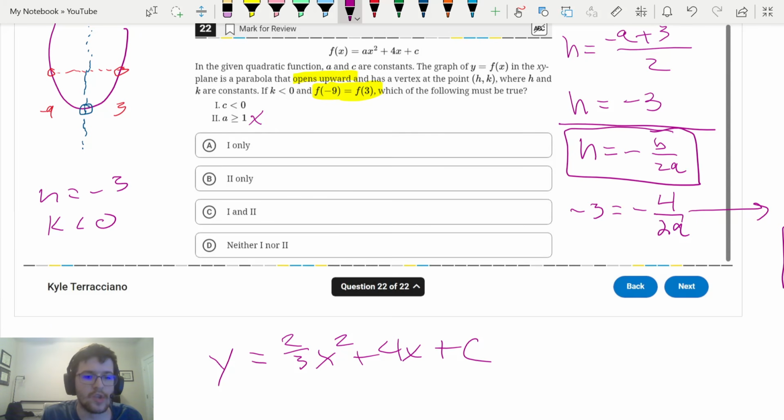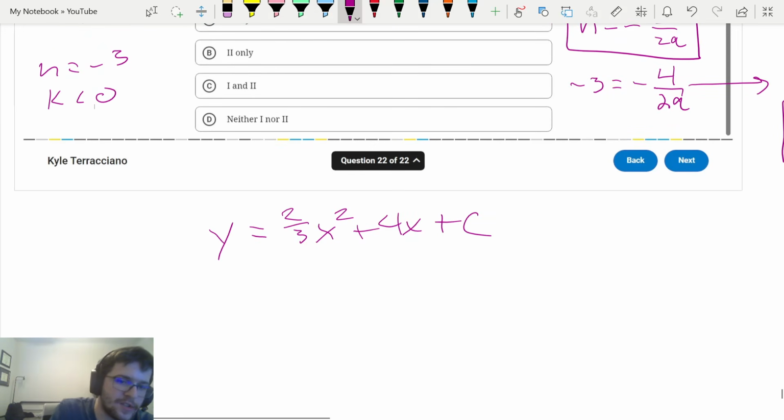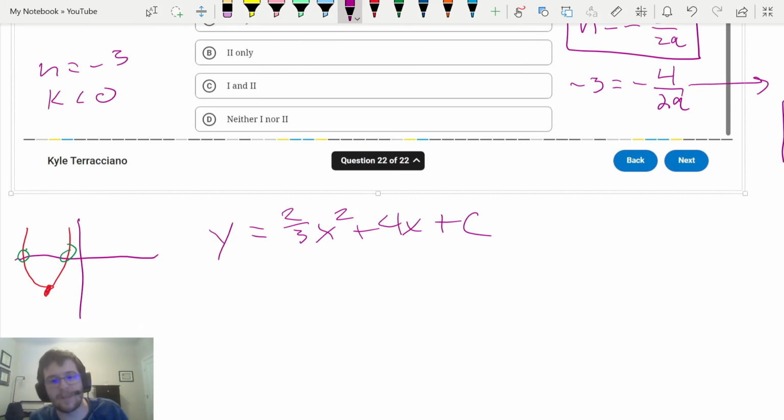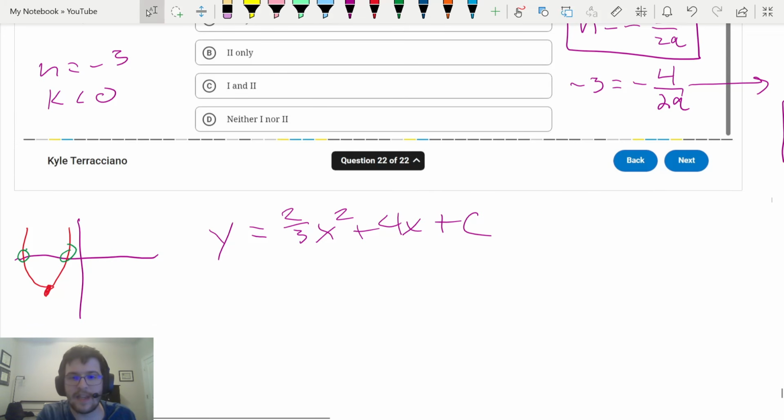Okay. So that means it looks something like this. So negative 3 is over here. And k is negative. So that means the y value of the vertex is negative, so it must be below the x-axis. So it's like in quadrant 3. And it's opening upward. So notice how it has 2 x-intercepts. That means it has 2 real solutions. And that means we can use the discriminant.